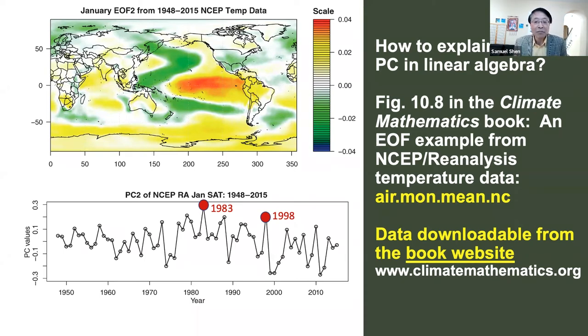The top frame is the second EOF and shows the spatial pattern of ENSO. And the bottom frame is the second principal component. It shows the temporal pattern of ENSO. One pattern shows what ENSO looks like, and another shows when ENSO happens. Students can download this data from our book website, use our R or Python code, and reproduce the figure in class, right in that classroom we teach, or when doing homework.